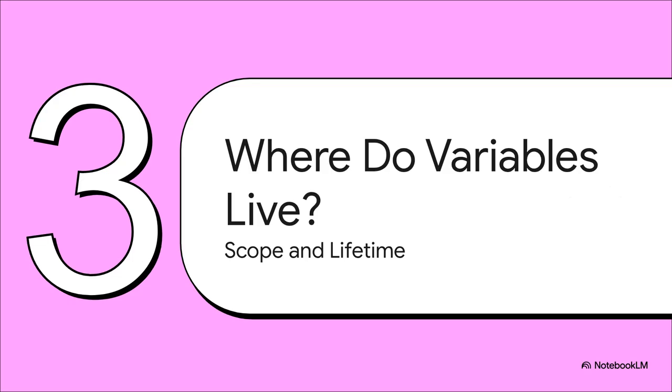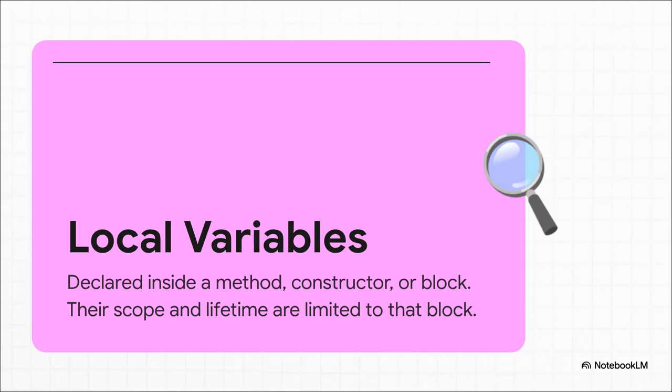Okay, now we're getting to the really good stuff. Where do these variables actually live, and how long do they stick around? This concept is called scope and lifetime, and I promise you, understanding this is the key to dodging a ton of common programming bugs. First on the list, local variables.